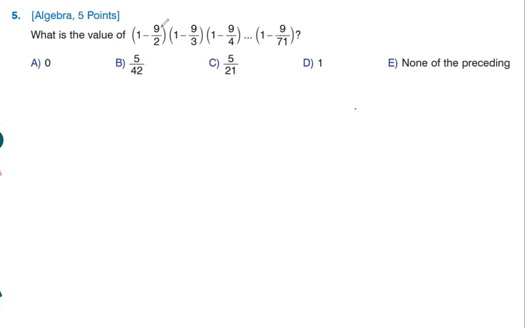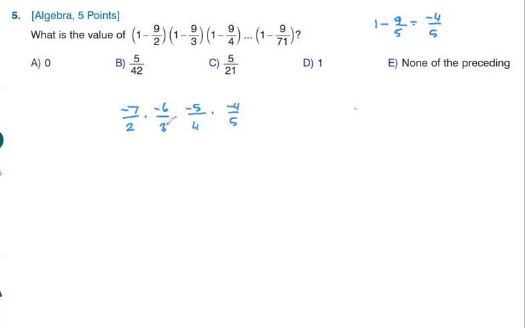So the first one, 1 minus 9 over 2, that is just the negative 7 over 2, right? And this one will be negative 6 over 3. And then this is 4 over 4, so 4 minus 9 is negative 5 over 4. If I want to see the next one, I will say 1 minus 9 over 5, and this will be 5 over 5. 5 minus 9 is negative 4, so that should be negative 4 over 5.